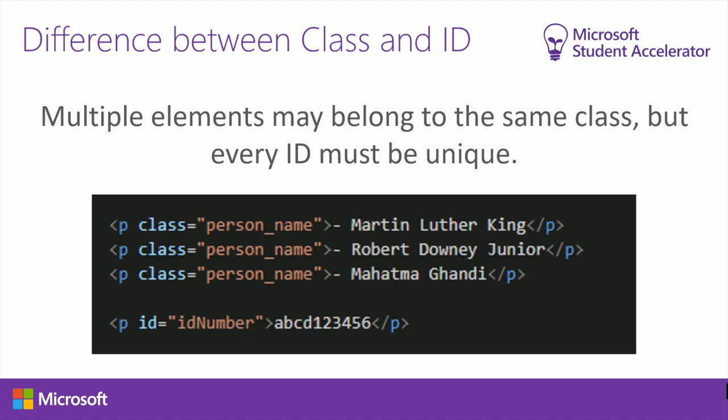Some may question what's the difference between a class and an ID if they're both referred to from the CSS. Well, multiple elements may belong to the same class, but every ID must be unique. So in the example shown below, Martin Luther King and Robert Downey Jr. belong to the same person name class, but the ID ABCD12345 is a unique ID number.